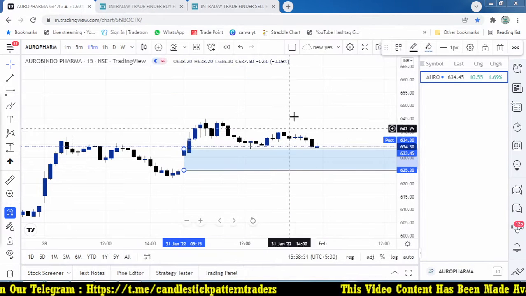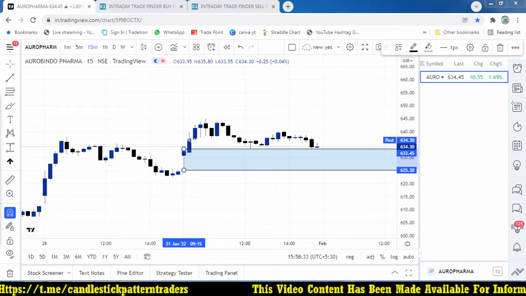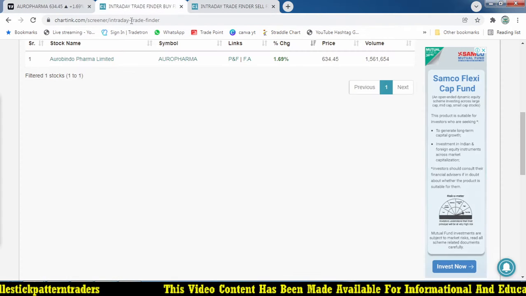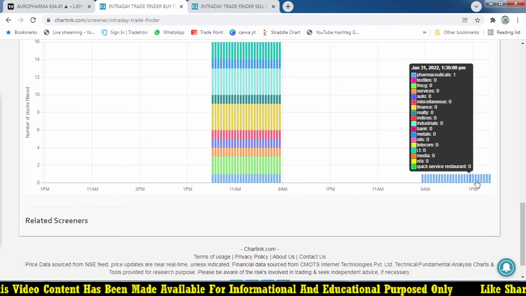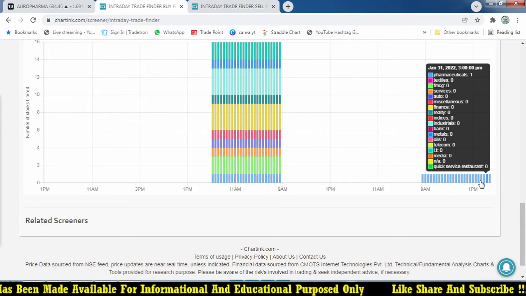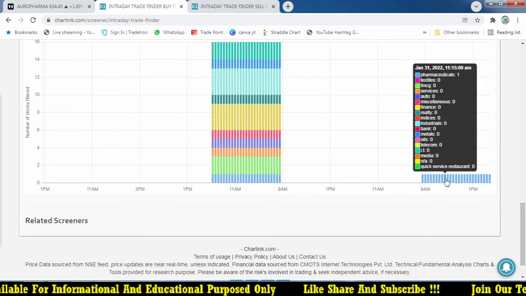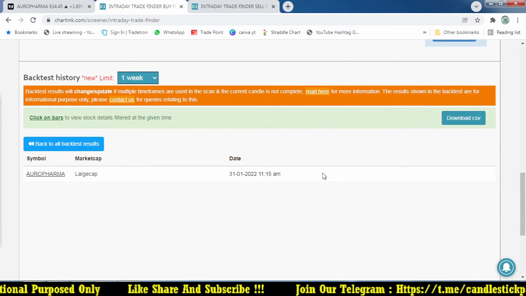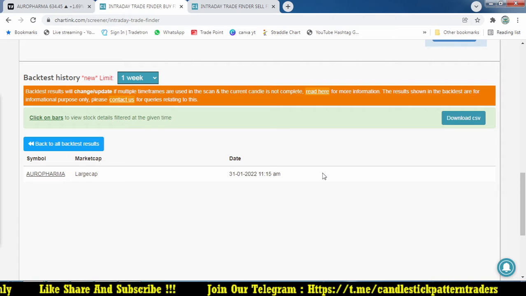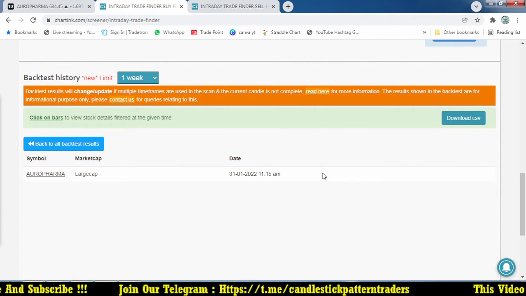Such opportunities we are going to find using the scanners and screeners. That is the main concept. So only one stock today, and till the end of the day we have only one stock here for a buying opportunity. At any point of time, if you check it, it will show the same stock, Arrow Pharma only. But we are focusing only on the first candle, the 9:15 to 9:30 candle.